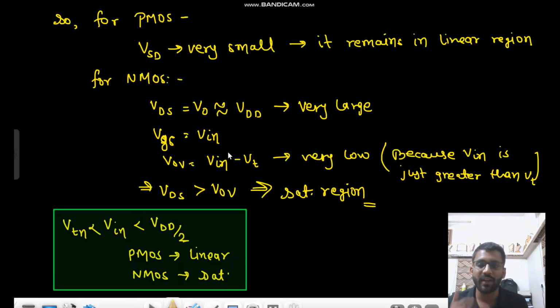And in case of NMOS, your VDS is almost equal to VDD and your V overdrive is just greater than 0, right? Because your V overdrive is V in minus VT. That is just greater than 0. That means it is very low. So your VDS is very, very much greater than V overdrive. That means it moves to saturation region. Okay. So from VTN to VDD by 2, your PMOS remains in linear region and your NMOS remains in saturation region. Okay.